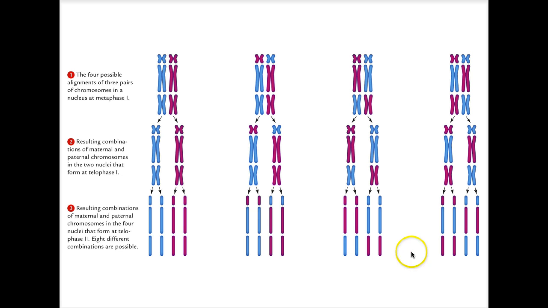And just from the way it aligns, look at all the different possible haploid combinations that we end up with. So genetic variability results in gametes from crossing over and from independent assortment.